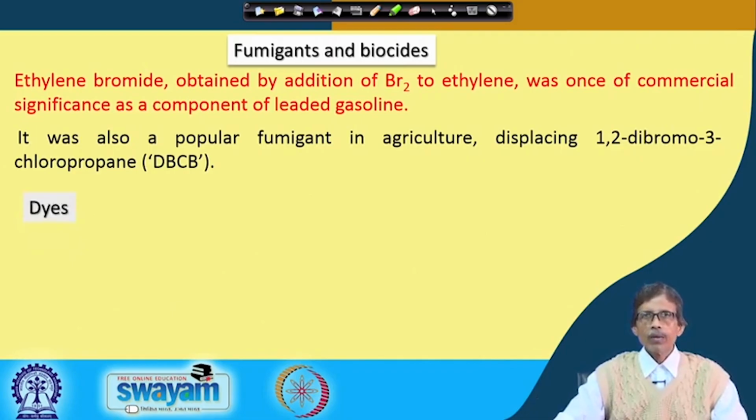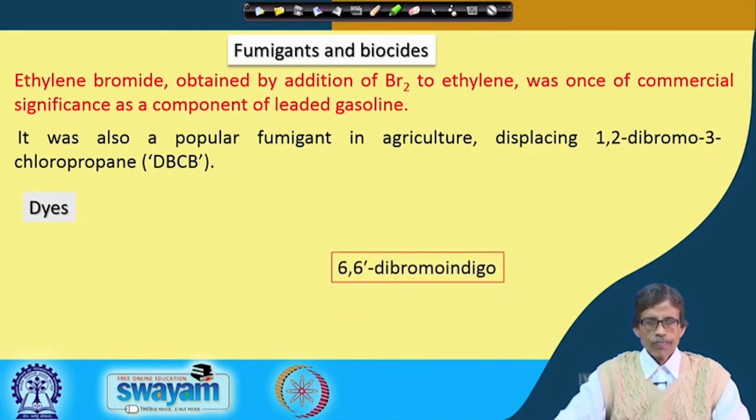Then we can move to making some dyes. Dyes, we all know, are very useful color absorbing materials, and the dyeing industry spans from textile to paper industry to cloth industry, and everywhere we can have dyes. So, the dyes here are nothing but brominated dyes.